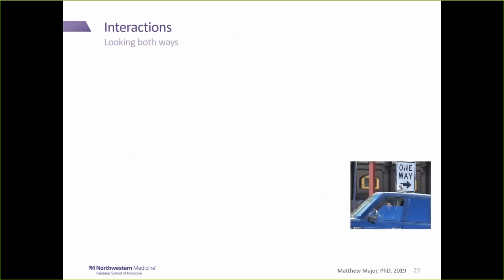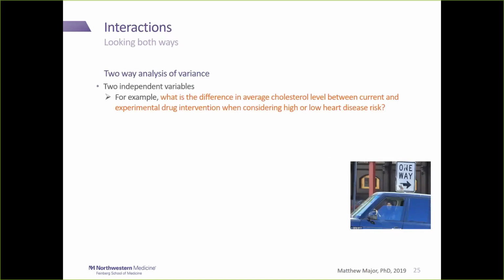All right, let's get into a little bit of discussion here on interactions. So we'll talk about the two-way analysis of variance. If you only had one independent variable, that would be one-way. But now we're talking about two independent variables, and this is our two-way analysis. So as an example, what is the difference in average cholesterol level between current and experimental drug interventions when considering high or low heart disease risk? In this case, we're assessing the main and the interaction effects of the intervention and the risk.